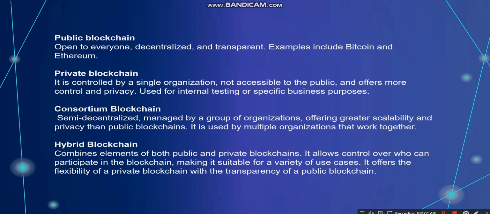Examples are Bitcoin and Ethereum; these are public blockchains. A consortium is semi-decentralized, managed by a group of organizations offering greater scalability and privacy than public blockchains. It is used by multiple organizations that work together.